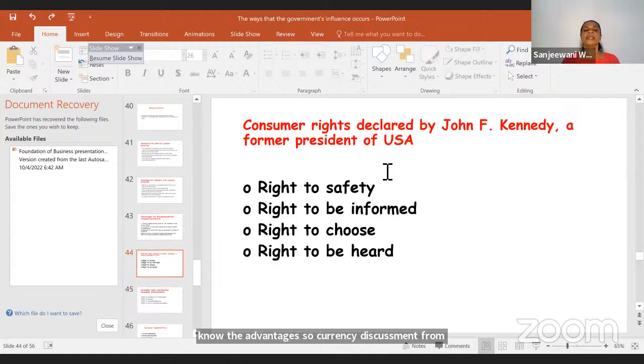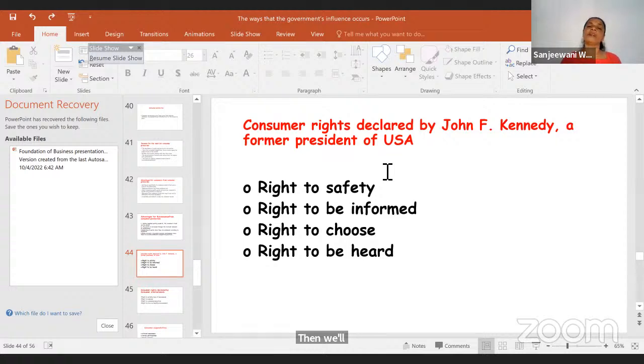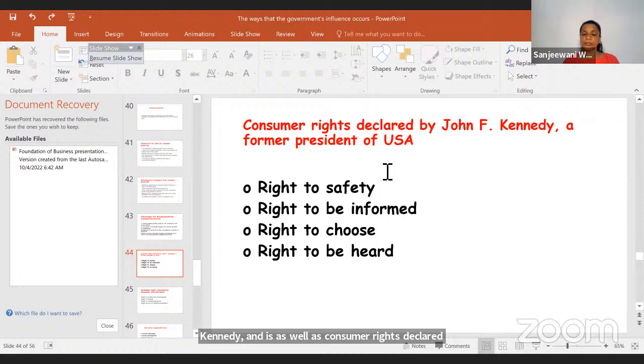Then we'll see consumer rights. Now, children, there are consumer rights declared by John F. Kennedy as well as consumer rights declared by Consumers International. Separately, you should know these things, right? You need to know the consumer rights declared by John F. Kennedy and the consumer rights declared by Consumers International. All right, so now we will see what John F. Kennedy has introduced.